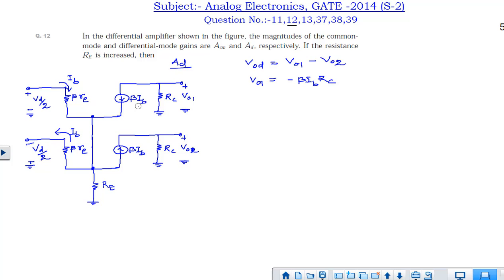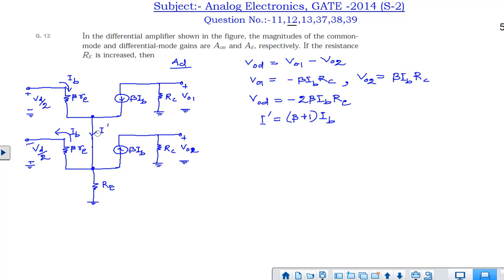V01 is nothing but beta times IB into RC, and there will be negative sign, whereas V02 there won't be any negative sign, beta IB into RC. So the VOD is nothing but minus 2 times beta IB into RC. Now we will try to find out this IB in terms of Vd by 2.